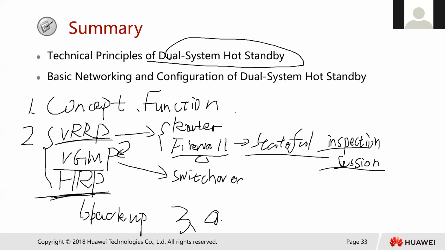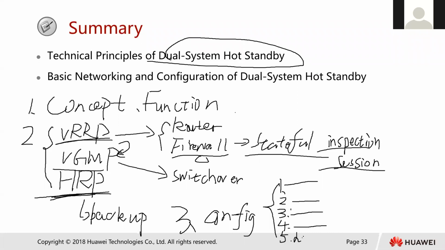And next, when we learn these 3, we learn the configuration, and remember some steps. Now, I just give you a review again. First, we need to configure the IP address, yes. Configure the zone, yes. Configure the VRP group, yes. Configure the HRP, yes. And remember, HRP enable. This command is very, very important.